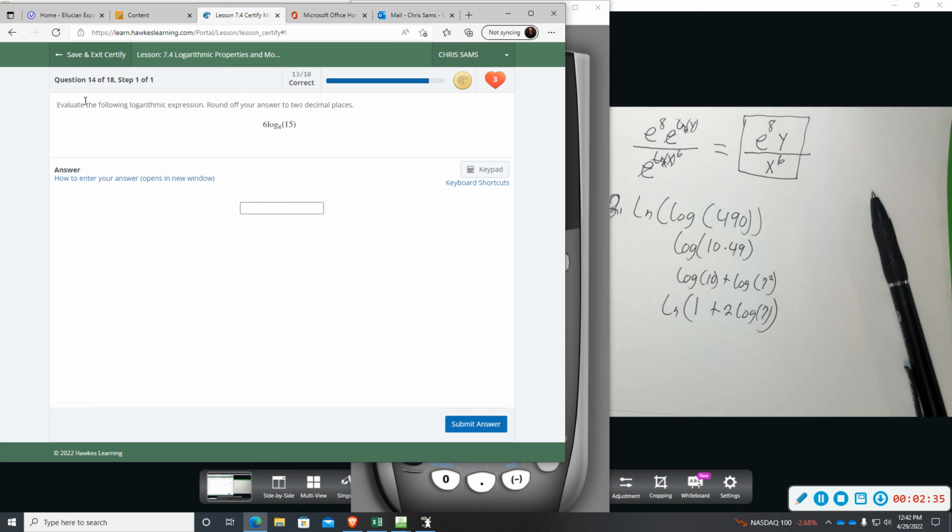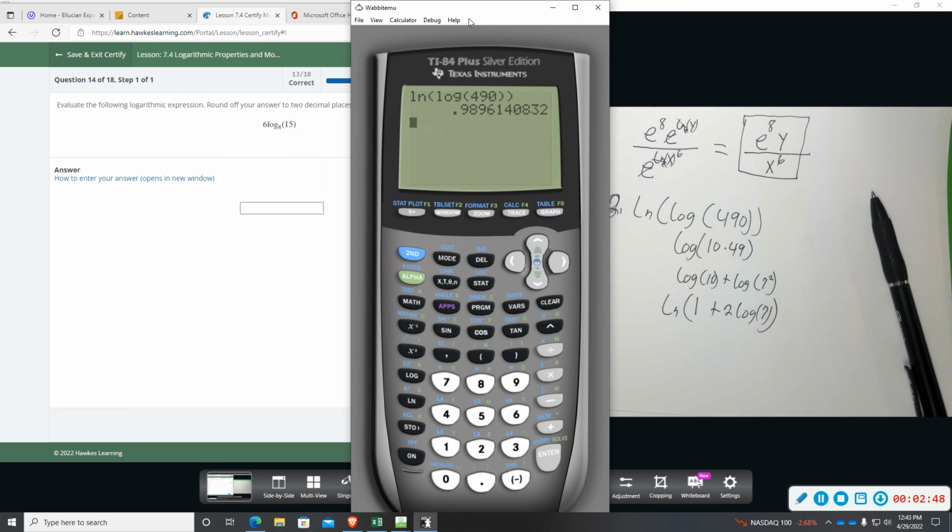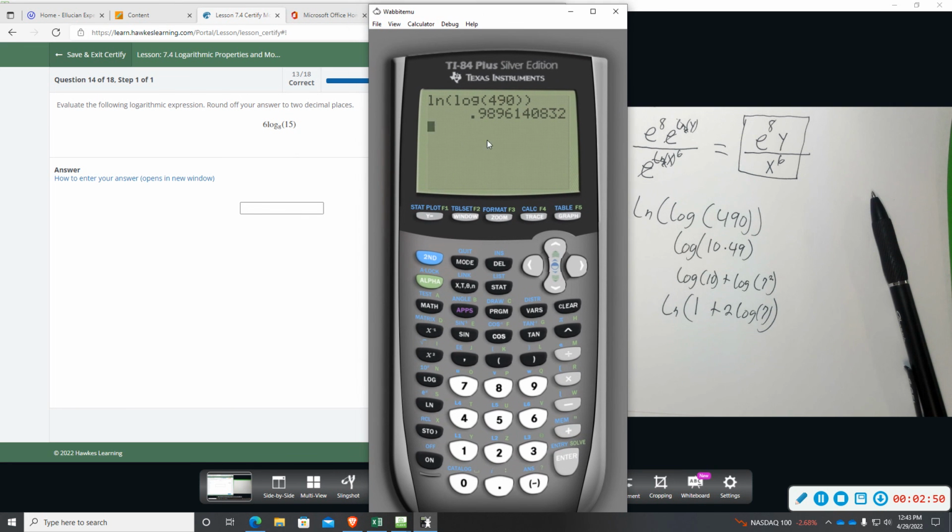And then this one, it says to evaluate, round off to 2 decimal places. So again, I will just evaluate this in the calculator. If you have this nice TI-84, it has an operating system that will allow you to do change of base. If you do not, then you'll have to do something else, which I'll show you in just a moment.